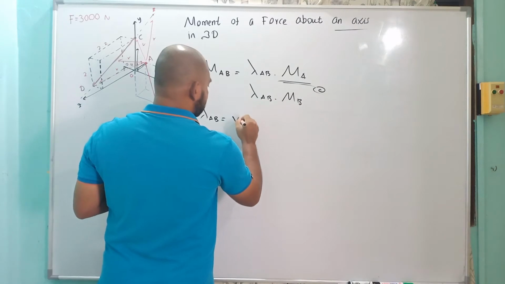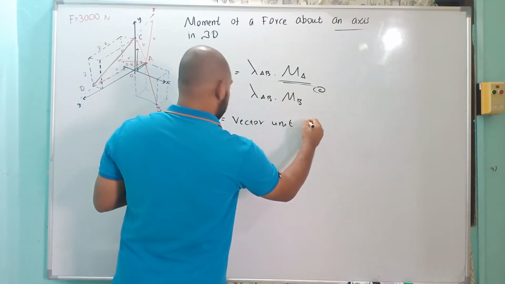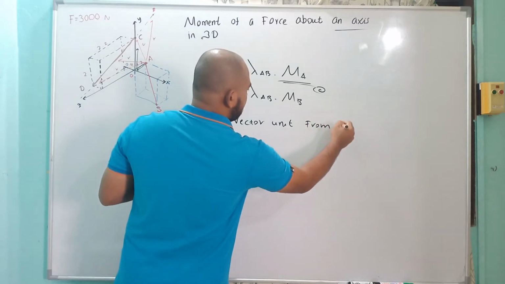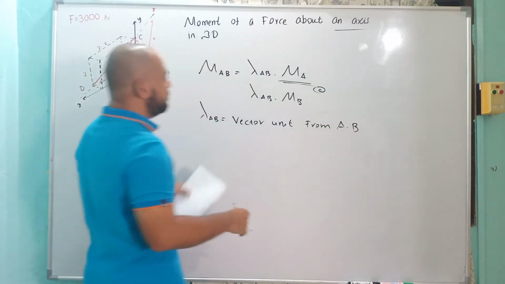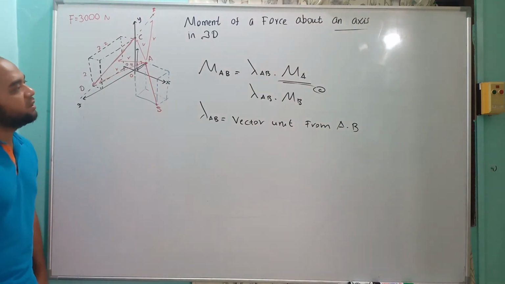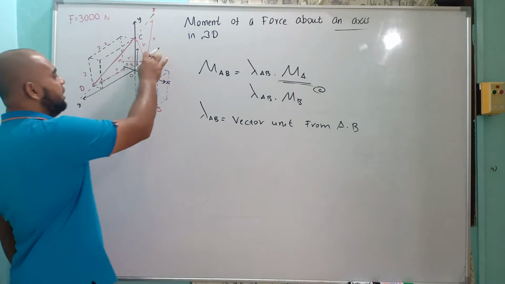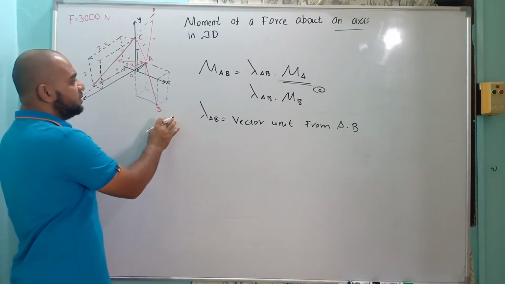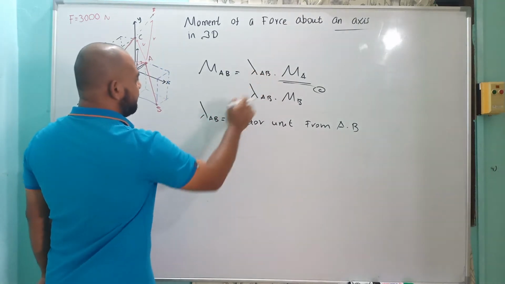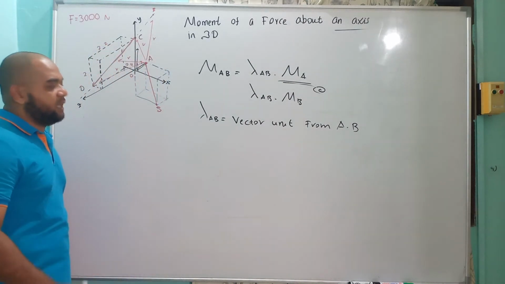Lambda AB is the unit vector from A to B. Okay, the unit vector from A to B. So we have the moment about point A, or the moment about point B, dotted with lambda, which is the unit vector from A to B. So what is the unit vector?